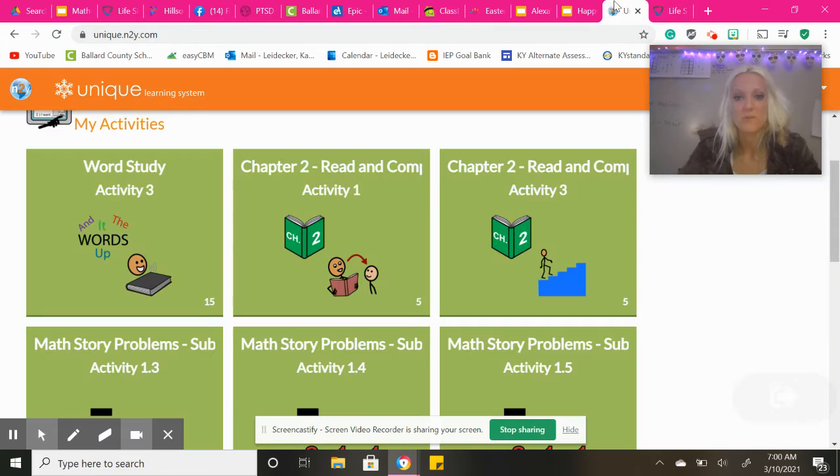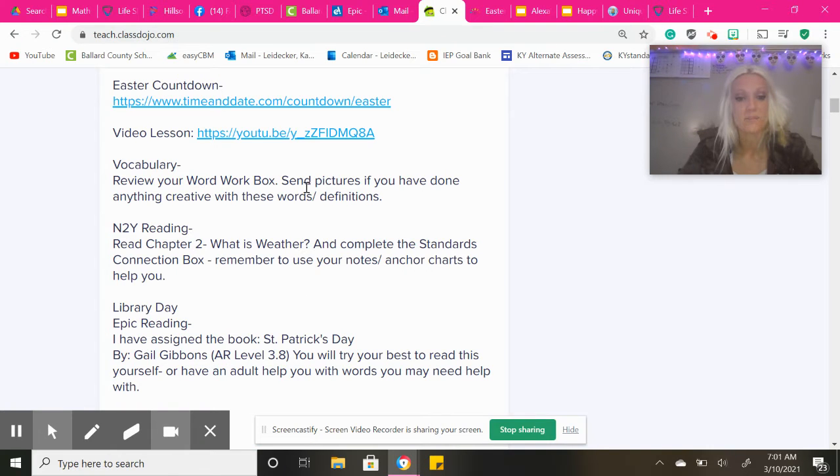So you will have your vocabulary words to review. For those at home, if you want to send me pictures of anything creative you have done with your vocabulary words and definitions, like I said, we went out and wrote with sidewalk chalk, and we wrote our definitions and images that go along with our vocabulary outside. So maybe you want to do something cool at home, make a little flip book or flashcards. If you want to share it with me, take a picture and share it with me.